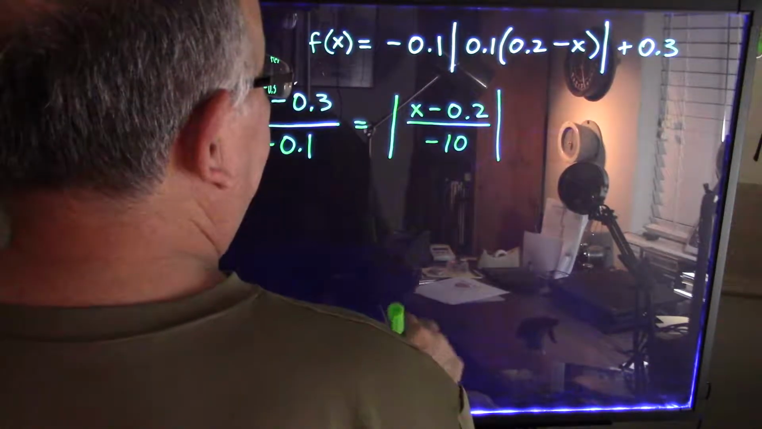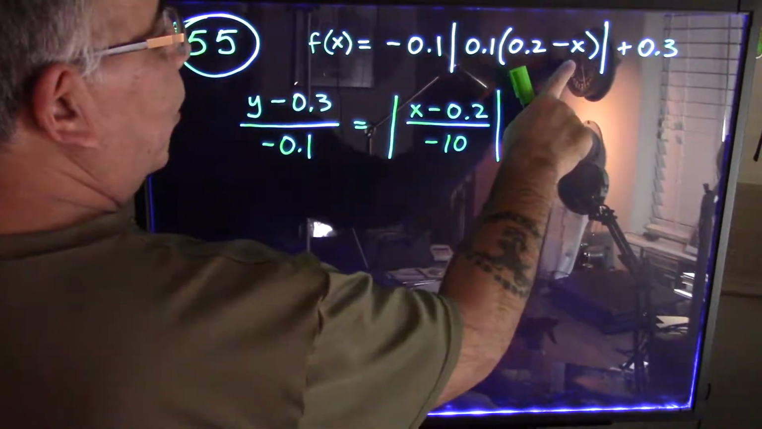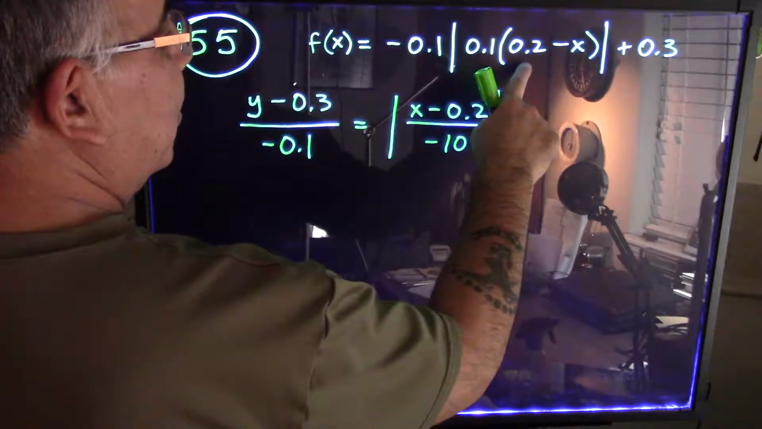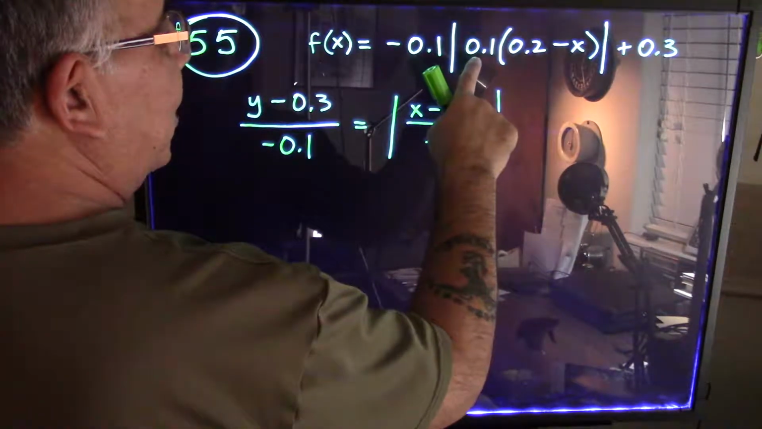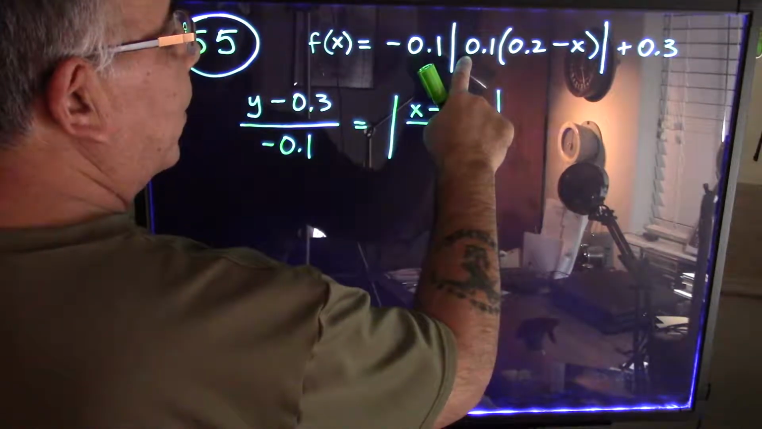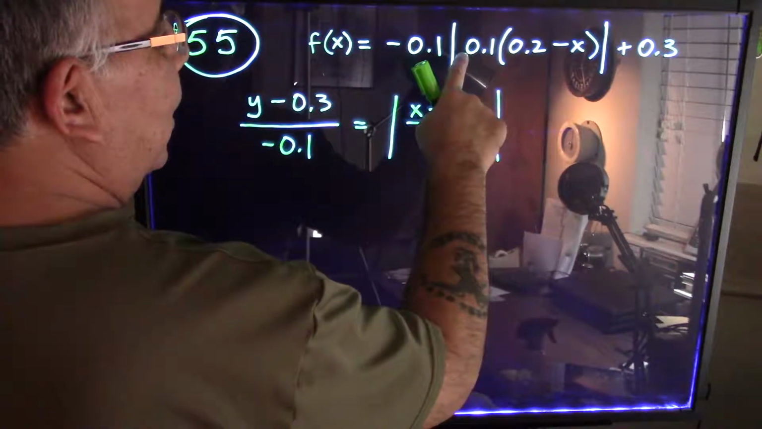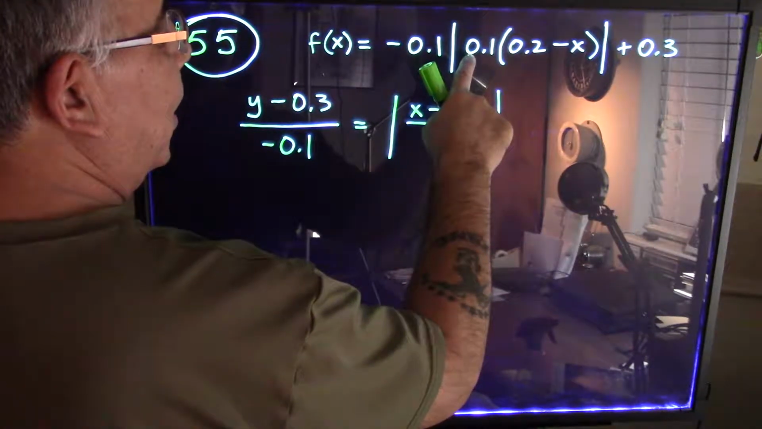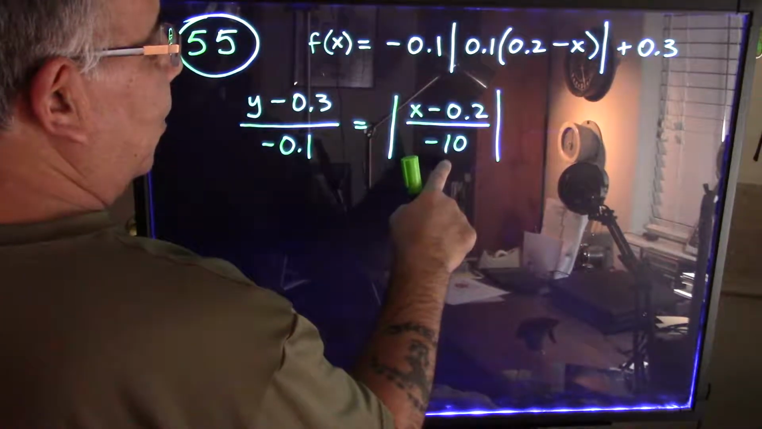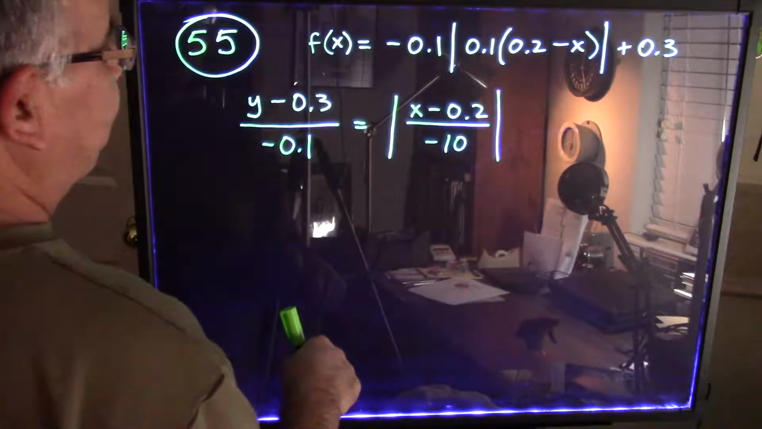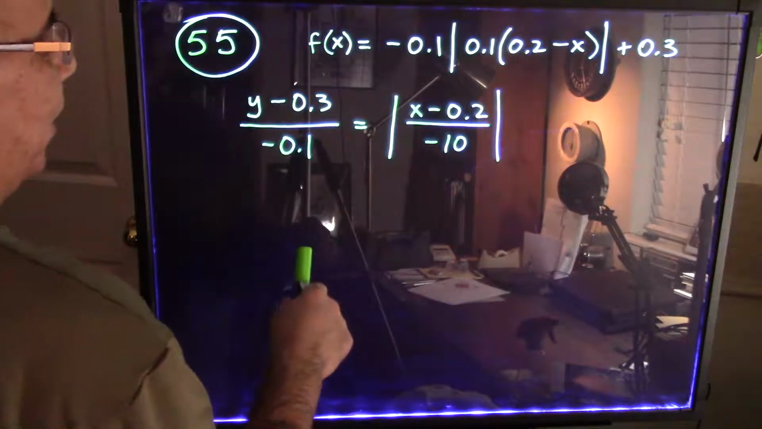Alright, so in here, first of all, I factored a negative 1 out of these two terms. Put it in front of the 0.1, that becomes negative 0.1 in front, and this becomes x minus 0.2. And this is negative 1/10, which can be written like this. Put the negative 10 in the denominator. And the rest of it's pretty easy to figure out.